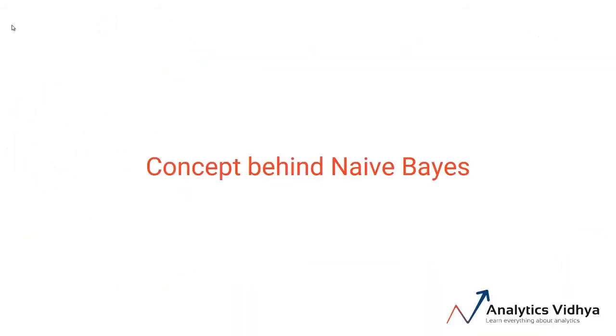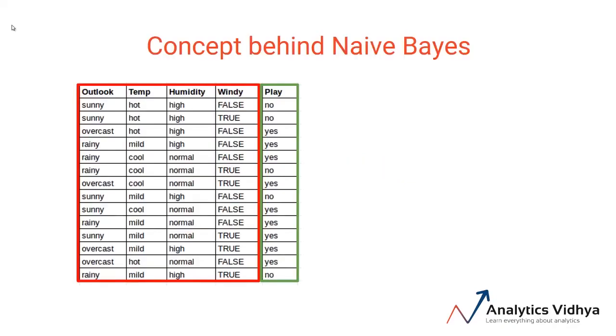Let us now understand how Naive Bayes works. So look at this example here. We have a dataset with some features: outlook, temperature, humidity, and windy. And the target here is to predict whether a person or a team will play tennis or not.